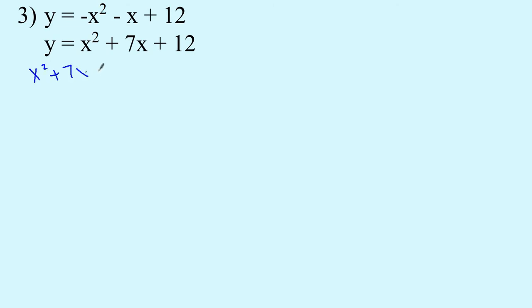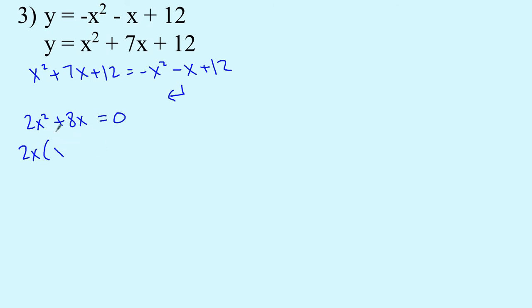x squared plus 7x plus 12 equals. Okay, move them all over to one side. I'm going to move it all over to the left side. I'm going to get 2x squared plus 8x minus 12 equals 0. I can factor. First step of factoring is always the GCF. Don't forget it. It saves your life. There we go. We get 2x can be 0, so x can be 0, or x is -4.